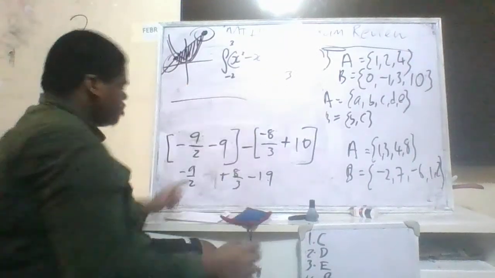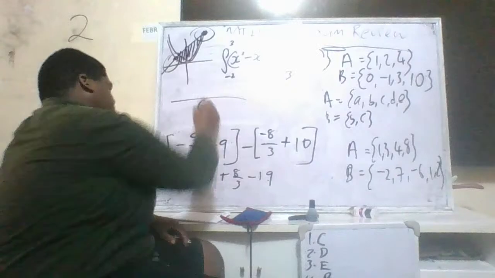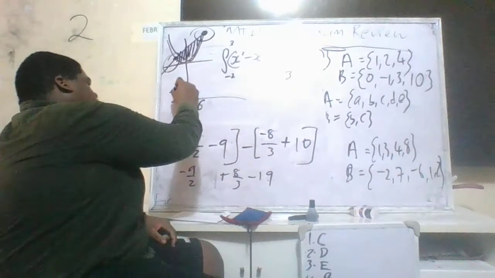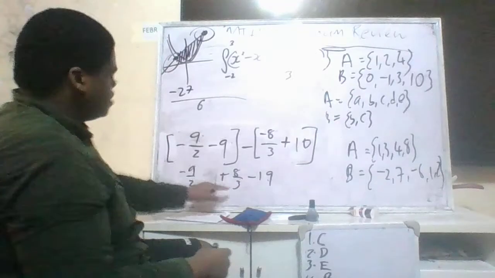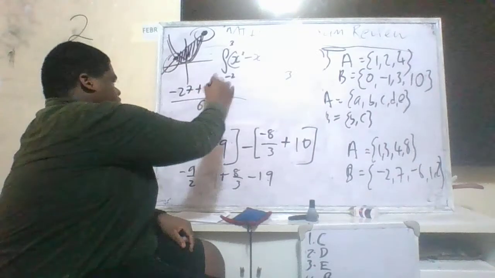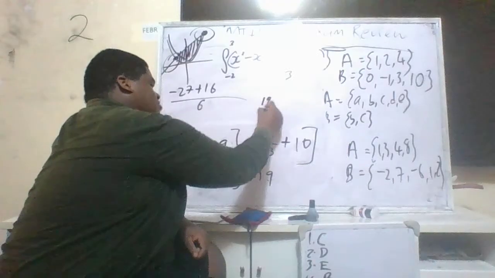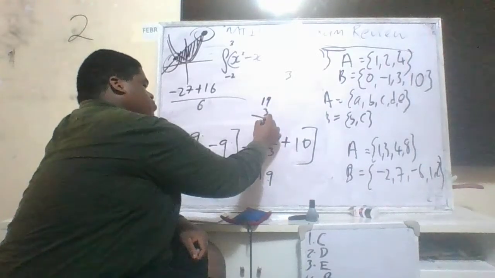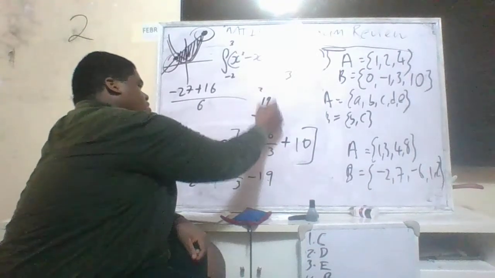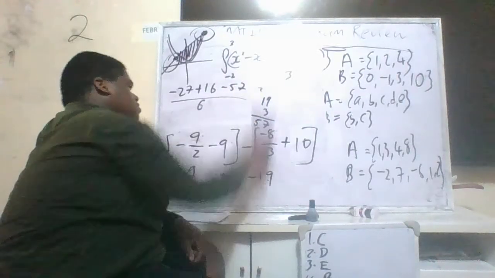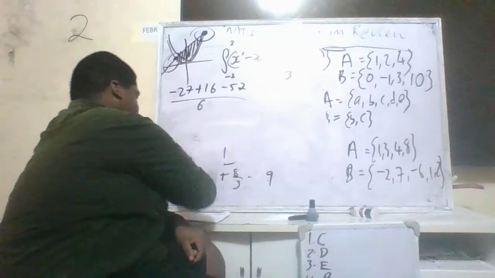If you bring them under the same denominator, you have 2 times 3, that is 6. 6 divided by 2 is 3, times 9, that is negative 27. This is plus 16. Minus 19 times 3, that is 57. That is negative 57. I can clean all this up.